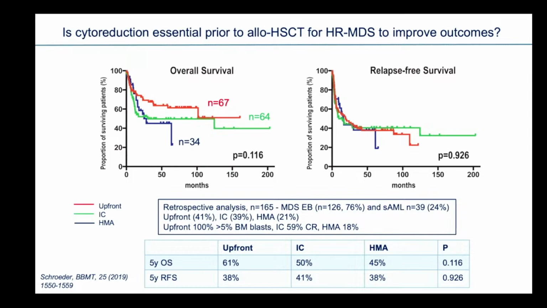the upfront patients all had more than 5% bone marrow blasts, and then the intensive chemotherapy patients, 59% had achieved CR, and with HMA, 18%. So when you look at their outcomes, you can see that according to these data, even taking patients with upfront disease, no treatment, and more than 5% bone marrow blast, their outcomes seem to be similar to those patients who underwent either intensive chemotherapy or HMA, with similar relapse-free survival. So these data suggested that perhaps for these patients with MDS and an increasing blast, maybe control of the disease and cytoreduction was not essential.